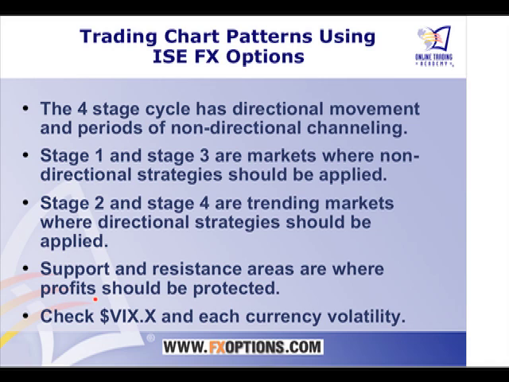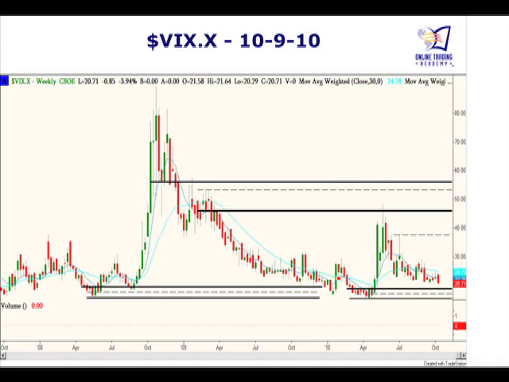When you reach prior areas of support or resistance, then you should take profits. You can also think about swing trading. And you should always check your VIX, your overall volatility, plus each one of the currencies' volatility. On the ISE website, we have live vol, and you can check your currency pairs just to see if the currency pair that you're thinking of trading is where the options are expensive or cheap.